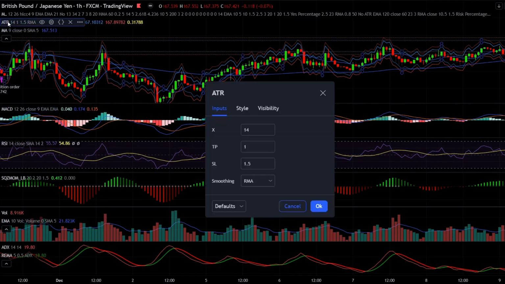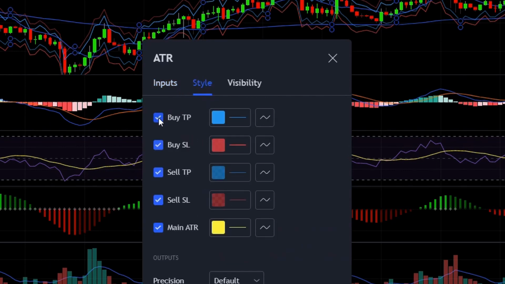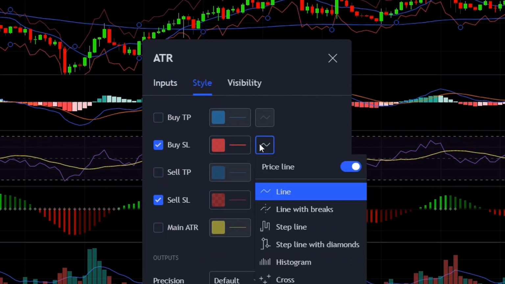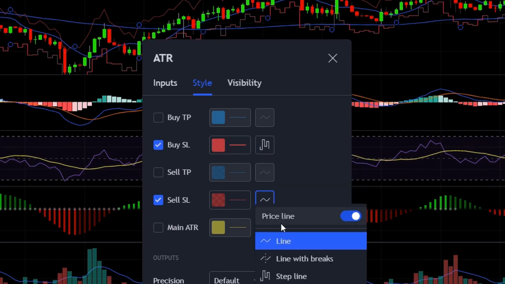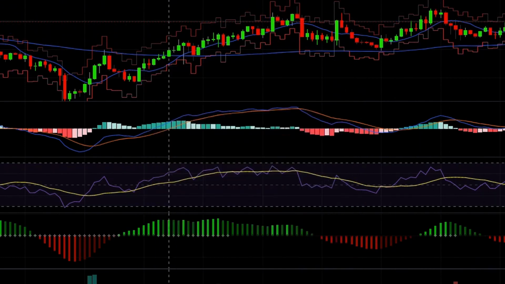Let's start with the ATR. Open up its settings, leave the SL value at 1.5 and change the smoothing to EMA. Then go to the style settings, untick the buy TP, sell TP, main ATR and change the SL line styles to step line. Now you can see these two squared lines. These are going to be our stop loss placements.